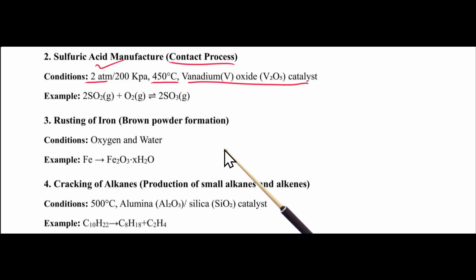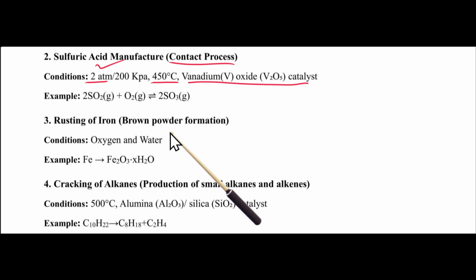The third one is rusting of iron. What are the conditions for this reaction? Oxygen and water. If there is no oxygen and water, the iron will not rust. So iron will only rust in the presence of oxygen and water. That's why when it rains, usually the iron gets rusted, because of the water drops and the oxygen present in the air. So they will result in the rusting of the iron.